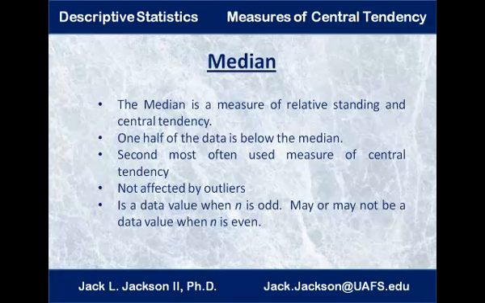Recall that if the sample size is odd, the median is one of the data values. It's the middle one in a ranked list or an ordered list. When n is even, you have a tie for the two in the middle. You average them, so it may or may not be a data value when n is even.